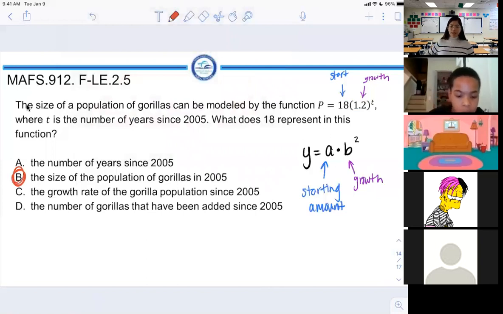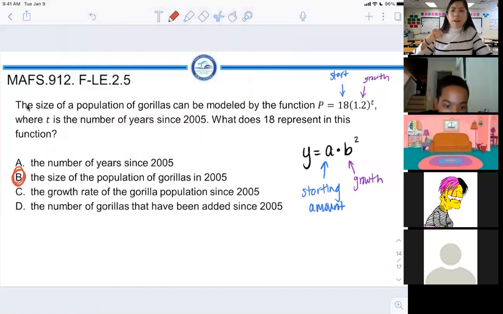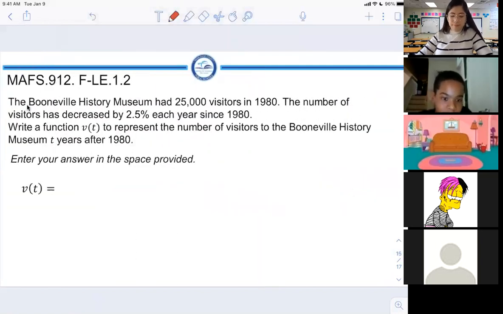B is correct, yes. So 18 is the number of gorillas at the start, in 2005. After that, it went up. How do I know that it went up and not down, by the way? Because it's above 1, it's not less than 1. So we know they added. Good. 1.2 is greater than 1, so it's adding. Cool. Tyrone, go ahead.